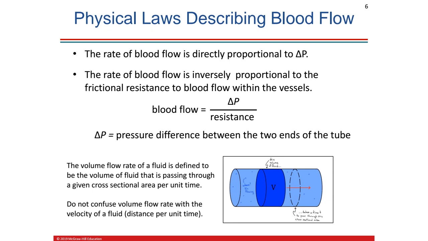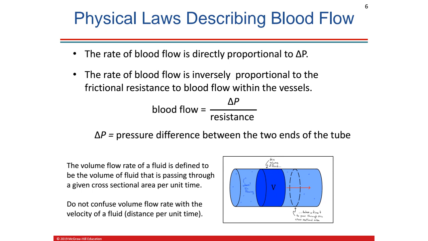So the reason I'm stressing this is it can be quite easy to get confused and think about velocity. So velocity is a completely different measure of what's happening with the fluid. It's a speed. So velocity is a distance per unit time. It has nothing to do with volume. Okay. So now that we've gotten that out of the way, the rate of blood flow is directly proportional to delta P. Therefore, the higher the delta P, the higher the blood flow. So we could think about the circulatory system.